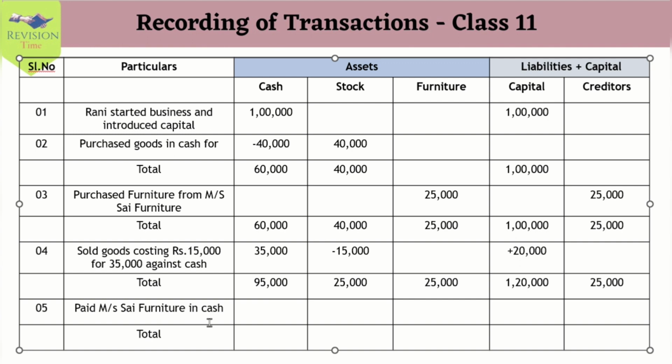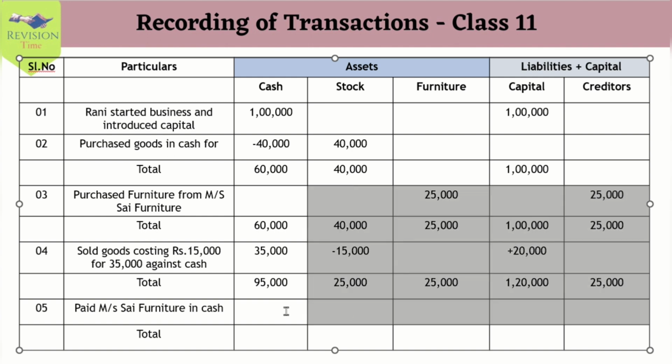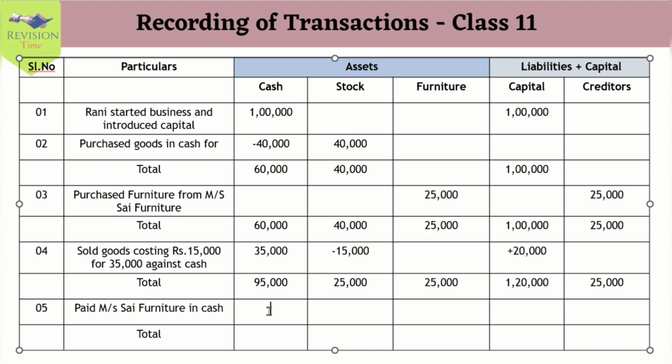Paid Sai Furniture in cash. Now we know how much we have to pay them: 25,000. 25,000 is their payment. We are paying them now. So from 95,000, we are paying. Cash is deducted by 25,000 and we are settling their account. We are paying them in full. So we will deduct our creditors and they will become nil.